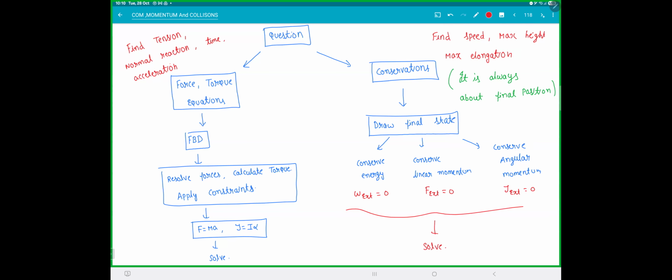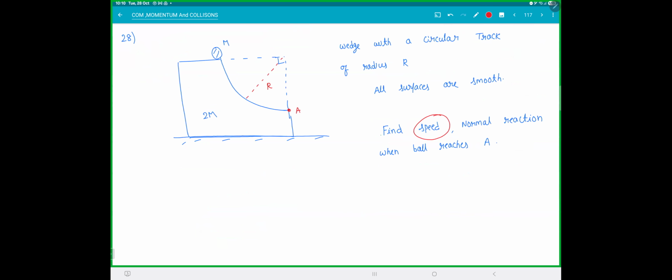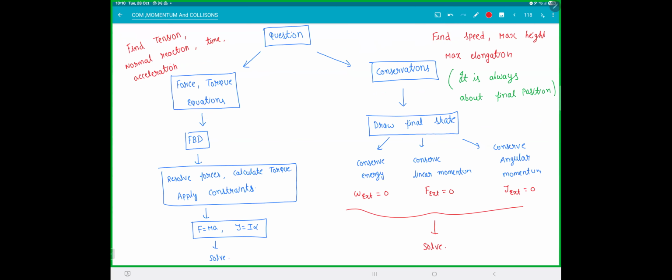Are you getting this? So this is how my brain thinks when I see a question. Now, if you see this question, find the speed. Matlab, you're talking about conservation, normal reaction. You're talking about an FBD. You have to use both of them. But in order to find speed, you're asking find the speed at A, matlab final state. Understood, I have to use conservation. This is not a perfect thing, but when you solve a question, this is how you should think.